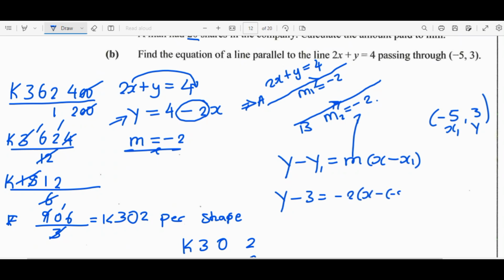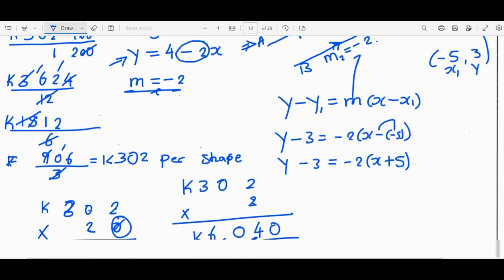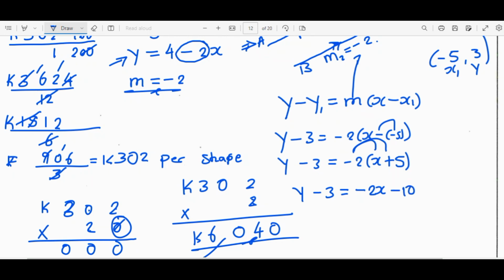x1 is -5. So we can first simplify the inside part of the bracket, which is negative times negative is positive. Then I'm going to distribute -2. So -2 times x is -2x. Then -2 times positive 5 will give us -10.